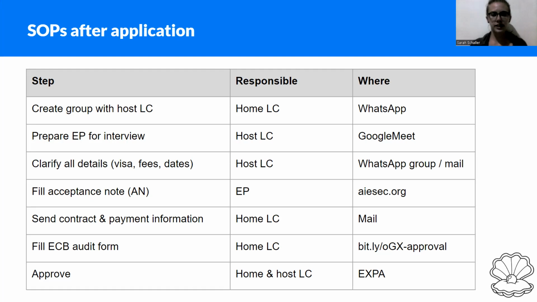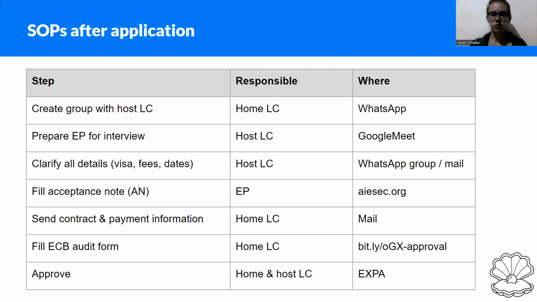Then it's important to fill the acceptance note. The EP has to do that on isaac.org in their profile. Then you send out the contract and payment information after the EP filled the acceptance note. So after the EP is accepted, not accepted by host anymore. And you do this via mail. We have a standard way for that.